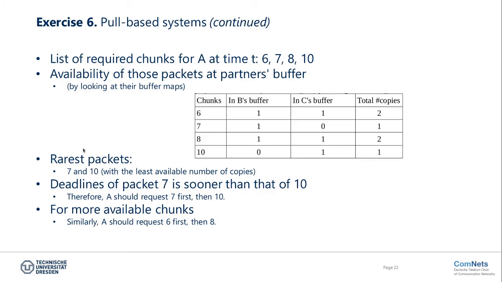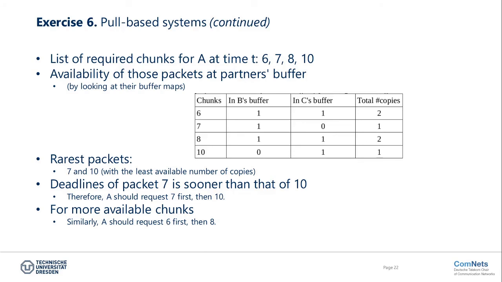Now after requesting those video packets, I mean number 7 and number 10, we will look at other video packets 6 and 8. They are available at least at 2 other peers. So in this case B and C. And then the question is which one we will request from which peer. Because 6 is supposed to arrive before 8.